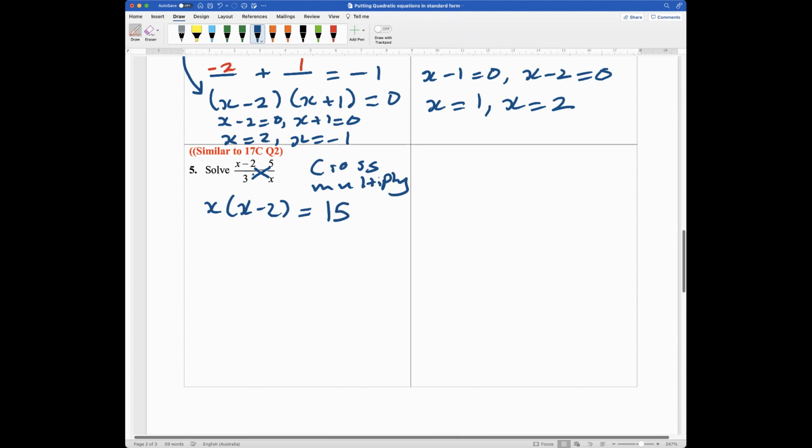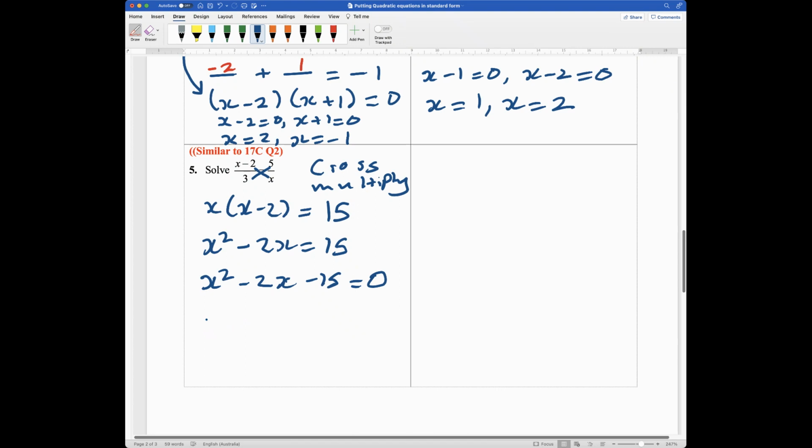Now you can only cross multiply when you've got one whole fraction equal to another fraction. Now expand the brackets. X squared minus 2x is equal to 15. Put the quadratic in standard form, so one side is equal to 0. Right, then you want to factorize.